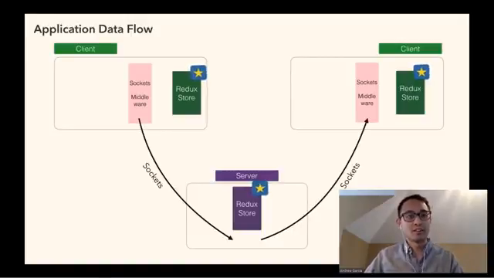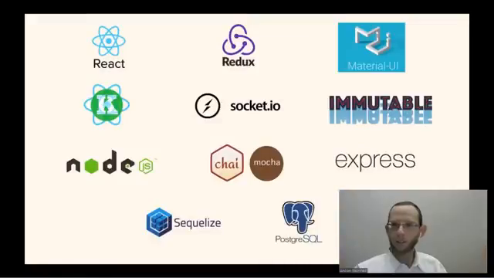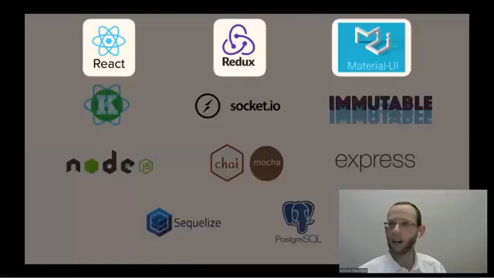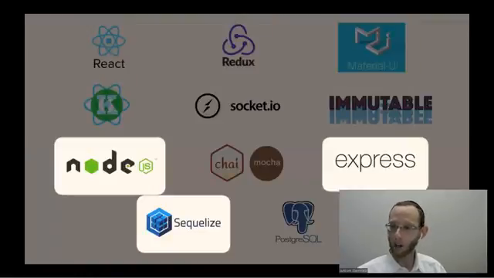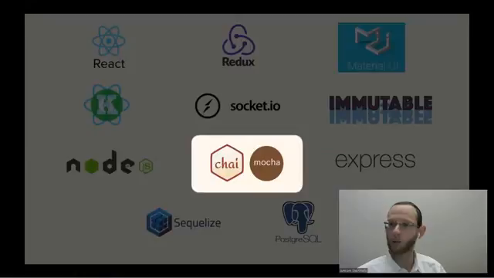Now off to Amram to talk about the technologies that we used. Thank you, Andrew. So for our application, we used React, Redux, and Material UI on the front end. We used Node on the back end with an Express server and Sequelize as our ORM. We also have testing for all our routes using Chai and Mocha.